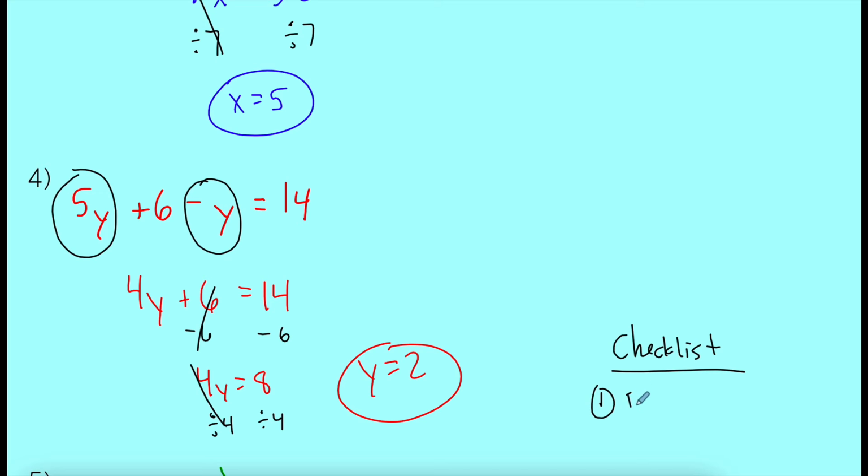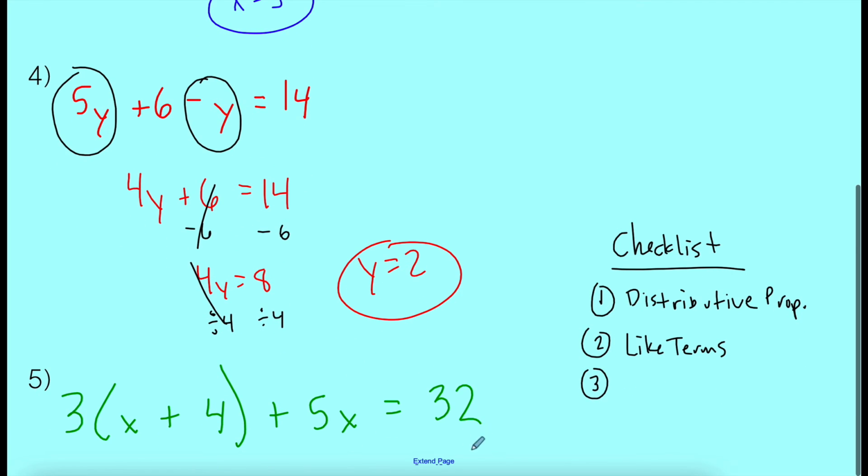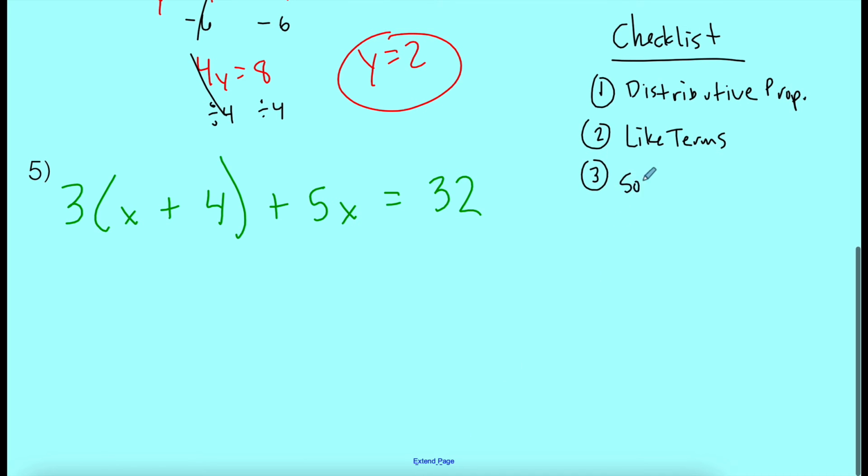Number 1, look for distributive property. If there's distributive property, take care of it before you start solving. You might have distributive property, you might not. But that's the first thing to look for. Number 2, the next thing you should look for: are there like terms that I can combine together? You might have some, you might not, but make yourself a little checklist. You should look for these next. And then lastly, step 3 would just be solve using inverse operations, which let's do one more example and we'll use our little checklist here.